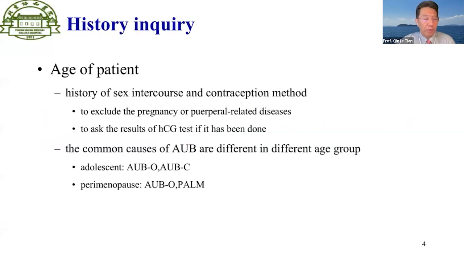When evaluating abnormal uterine bleeding, it is important to consider the patient's age, sexual history, and contraceptive method in order to rule out pregnancy or puerperal-related disease. The causes of AUB vary depending on the age group, with AUB-O and AUB-C being common in adolescents, and AUB-O and PALM being common during the perimenopause.